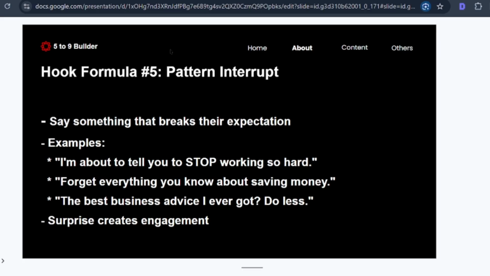Now the last but not the least, which is the pattern interrupt. People say something that breaks their expectation. Okay, if somebody is a chronic starter, somebody who thinks that I have to work hard in order to get money, I should hustle seriously hard in order for me to get the money that I want.